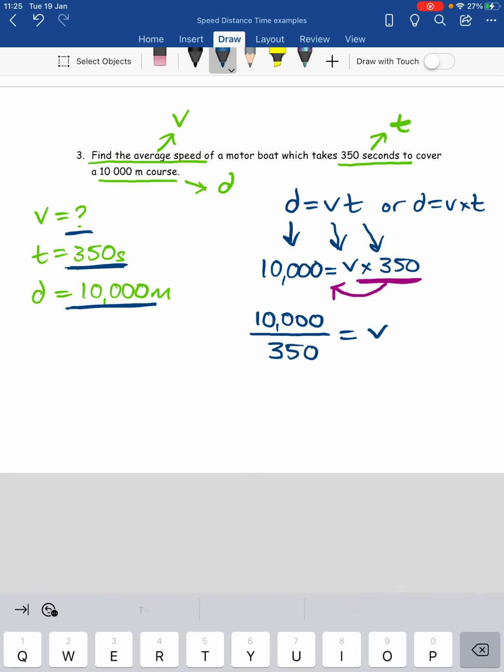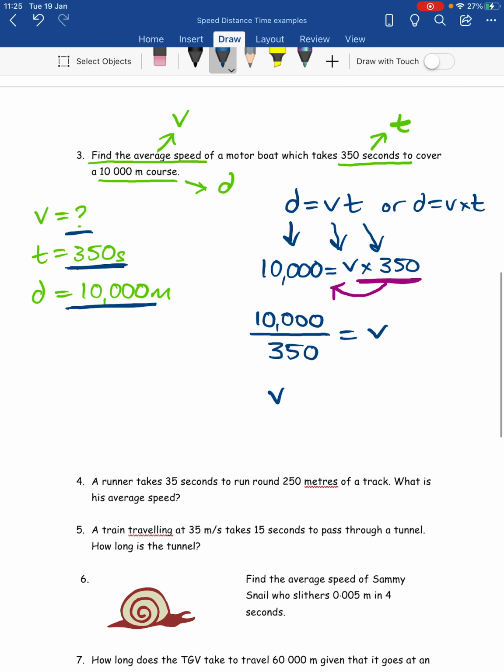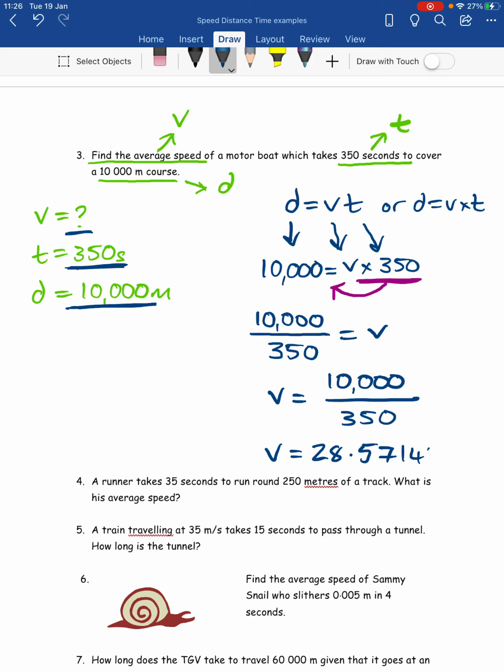So now what I can do is swap that around because I want a line that says V equals. So they're just going to swap round like that, and I have 10,000 over 350. If I work that out using my calculator, because you can always use your calculator in physics, you never have to work things out in your head. And what I get is 28 point, and it comes up with a few numbers after the point, so I'll write a couple of them down. 57142.